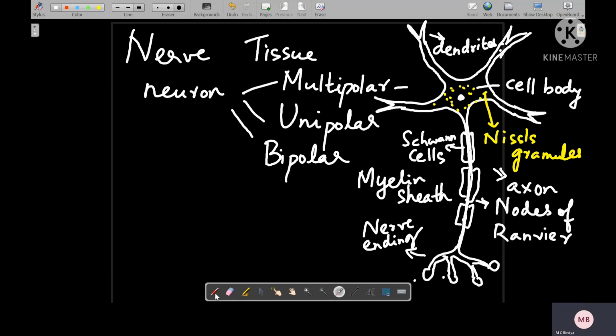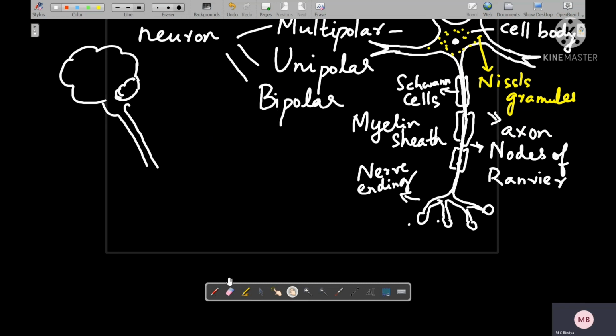Mostly the brain as well as spinal cord, their nerves are made up of multipolar type of neurons, where the nerve impulse transmission is faster. And after the nerve impulse reaches, which is actually in the form of electrical impulses, when the impulse reaches the nerve ending, then it jumps on to the next neuron in place.